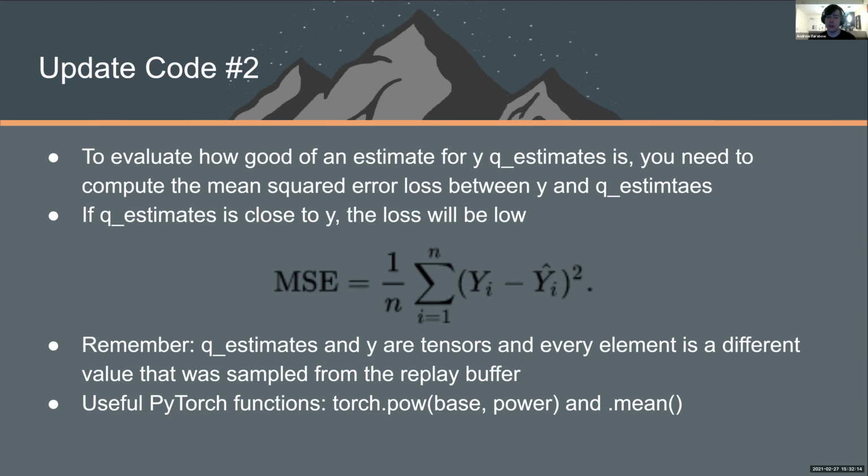There are PyTorch functions. So the Q estimates and y are tensors, so it's kind of like a matrix or a vector. Every element 0 in Q estimates directly corresponds to element 0 in the y tensor. So if you subtract Q estimates from y, square the difference with the function that I'm telling you is right there on the slide, and then take the mean with the other function that's right there on the slide, you can calculate that loss.